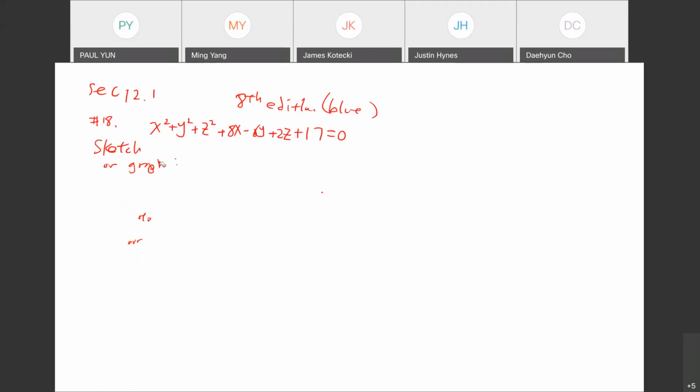Let's try this. All right. I wanted to sketch this equation. Take a few minutes and then show me your drawing. I want to see. All right. Take a few minutes.